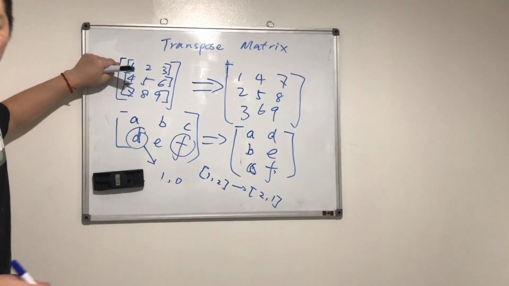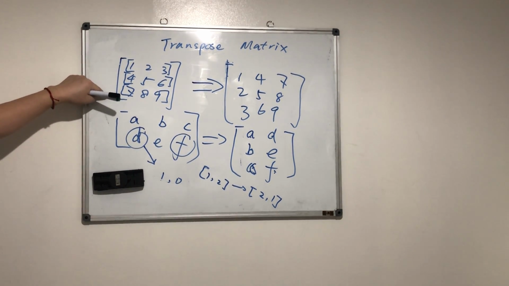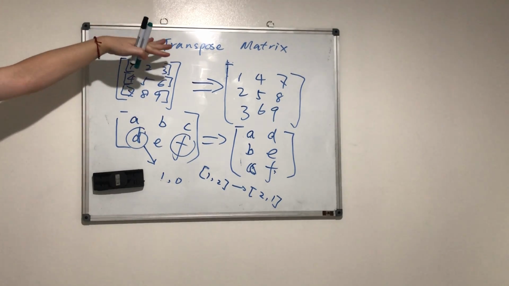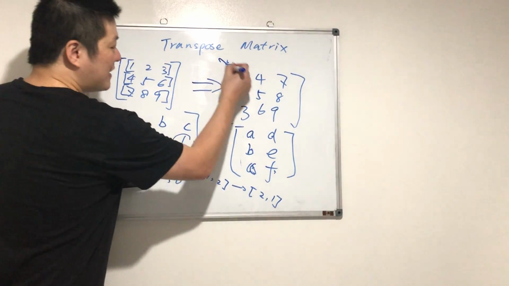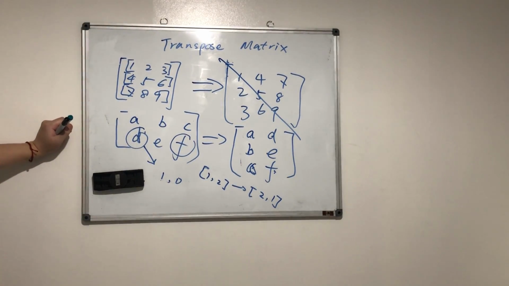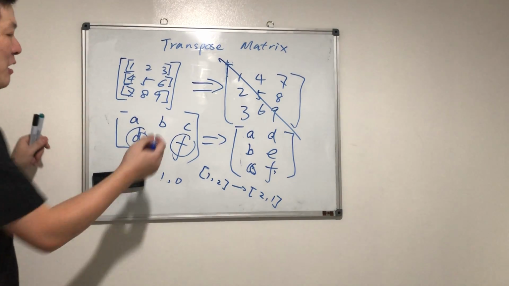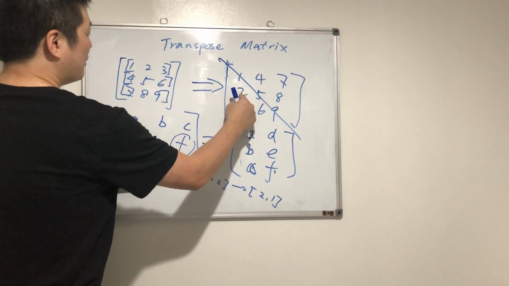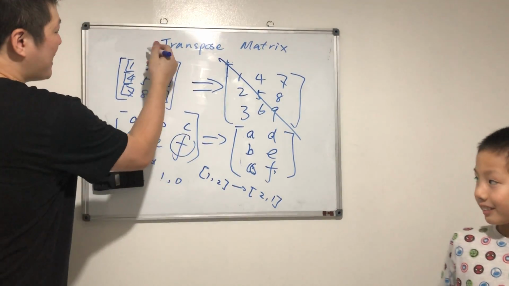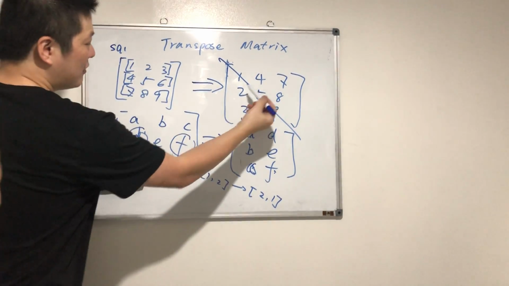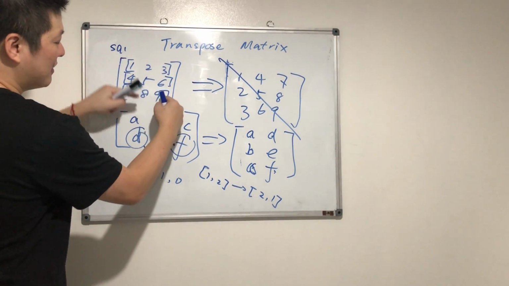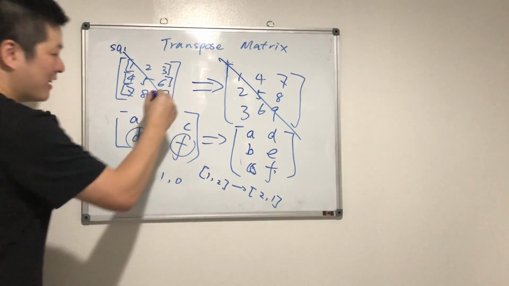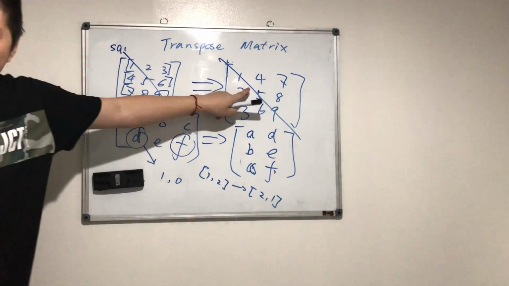For this one, if the size of the rows and the columns are the same, if it's a square matrix, the diagonal never changes, and you just swap. So look, 2 becomes 4, 4 becomes 2. If this is a square matrix, you just swap. Look, 2 and 4, swap. 3 and 7, swap. 6 and 8, swap. Swap along these. Do you get it?